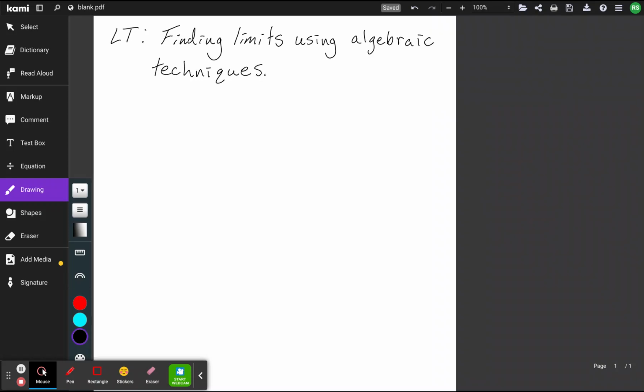So really today we're going to be dealing more with some of our parent functions, such as quadratics. We might be dealing with rational functions as well. So for our first example here, we're going to find the limit as x approaches 2 for the function x squared minus 1.